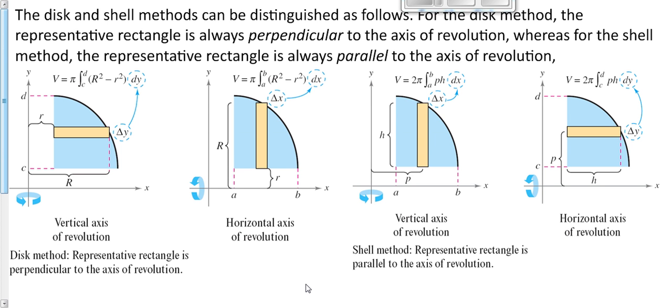Now, when you're dealing with the disc and washer method, the rectangles you're dealing with are always perpendicular to your axis of revolution. Here's your rectangle, here's your axis of revolution. Or here's your rectangle, and here's your axis of revolution. And that's for discs and washers. However, when you're dealing with the shell method, your rectangle is always parallel to your axis of revolution. Or here, they're both going horizontal.